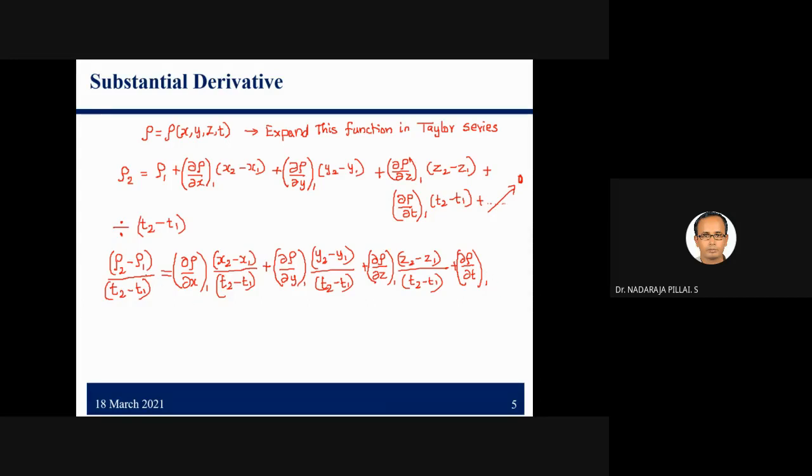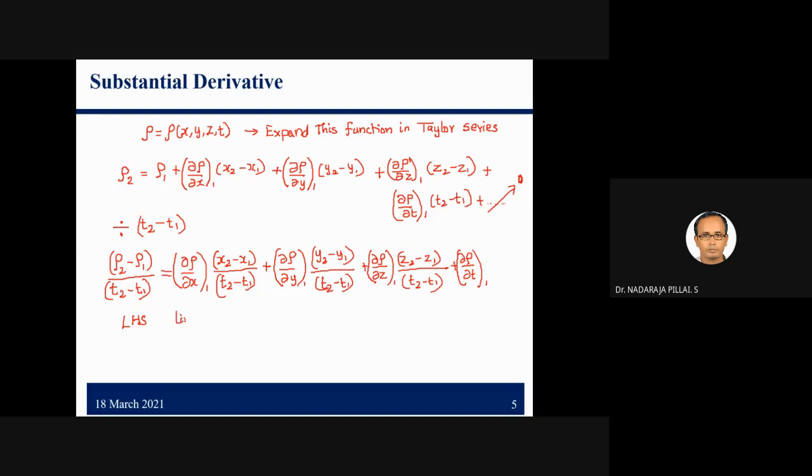So first we will consider this left-hand side equation, right? What is this left-hand side equation? Rho 2 minus rho 1 by t2 minus t1. So what is this term? This term is the average time rate of change of density of the fluid element from point 1 to 2, right? So we can write this left-hand side of this equation.